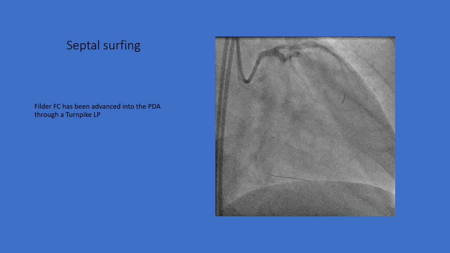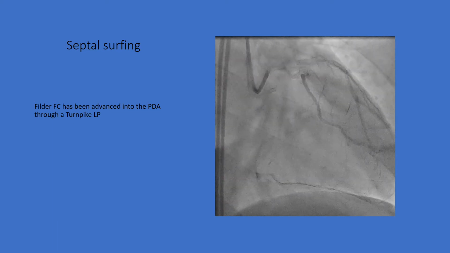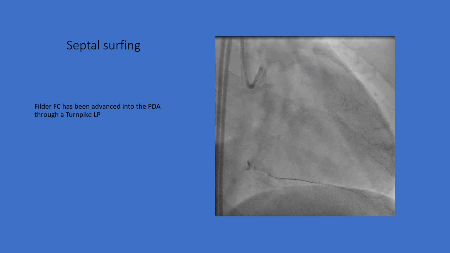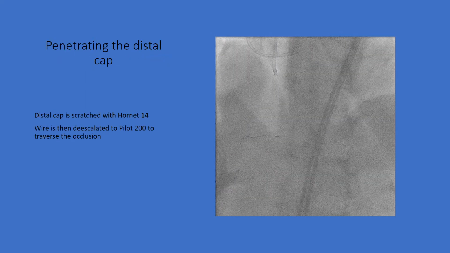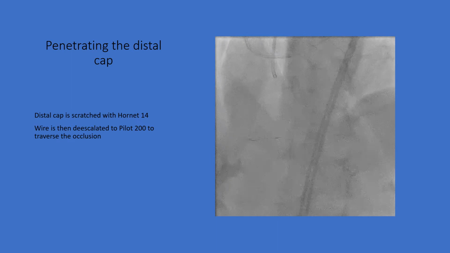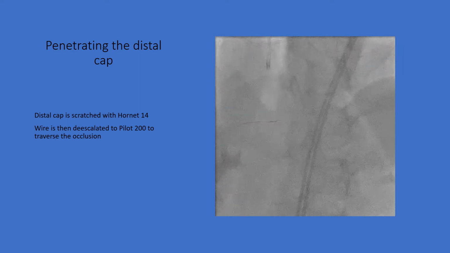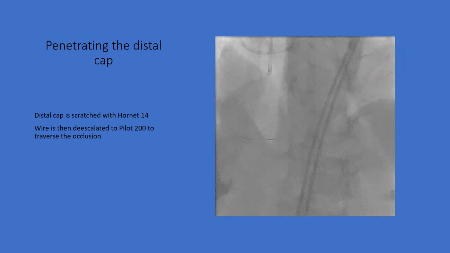Here we have successfully crossed the septal artery and accessed the PDA from the retrograde guide, which is a 90 centimeter EBU 3.75. The Turnpike LP has been successfully maneuvered into the PDA. Here our wire has been changed to a Pilot 200. In this case, we were not able to penetrate the distal cap with the Pilot 200 and therefore scratched it with a Hornet 14 before switching back to the Pilot 200 to traverse into the distal cap and into the lesion.